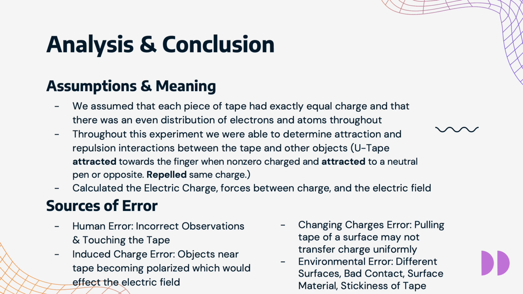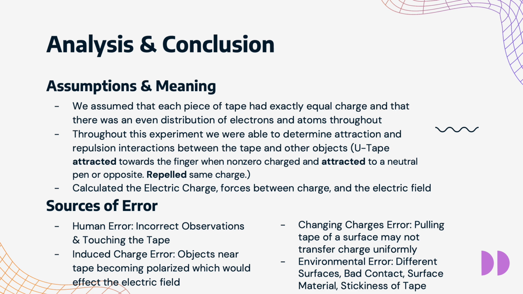But when it comes to why we did this experiment, throughout the experiment we were able to determine attraction and repulsion interactions between the tape and other objects. And like we said earlier, the U-tape was attracted towards the finger when it was non-zero charged and attracted to a neutral pen or an oppositely charged pen, but repelled by the same charge. And finally, we calculated the electric charge, forces between charges, and the electric field.